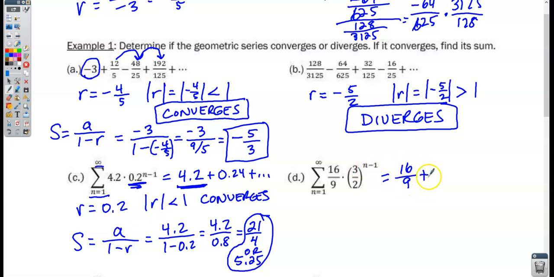And then every time we cycle through n in our summation, when we make n 2, then we've got 3/2 to the first power being multiplied by 16 over 9. When we make n 3, then we've got to the second power. So we're consistently multiplying by 3/2 when we do this. And so let's see, 3/2 times 16 over 9, that's going to be 48 over 18, which is 24 over 9, which is 8 over 3.